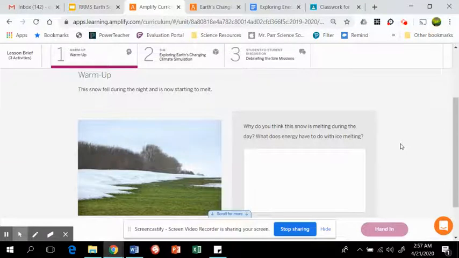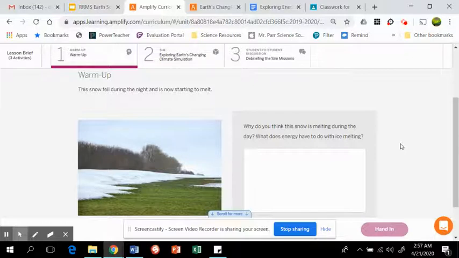So some questions to think about are, why did the snow melt? How can you tell energy was involved? Where did the energy come from that melted the snow? What must have happened to the temperature at this location as the snow was melting?